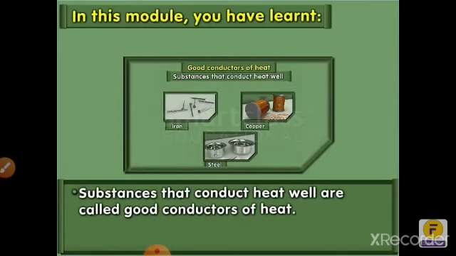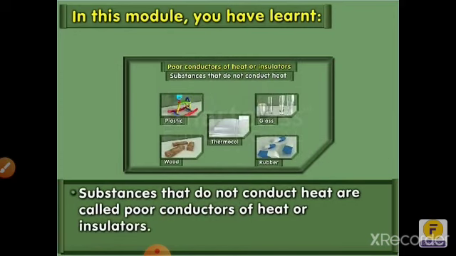And the substances that conduct heat well are called good conductors of heat, like nails, copper and steel. Substances that do not conduct heat are called poor conductors of heat. Plastics are called poor conductors, or insulators.